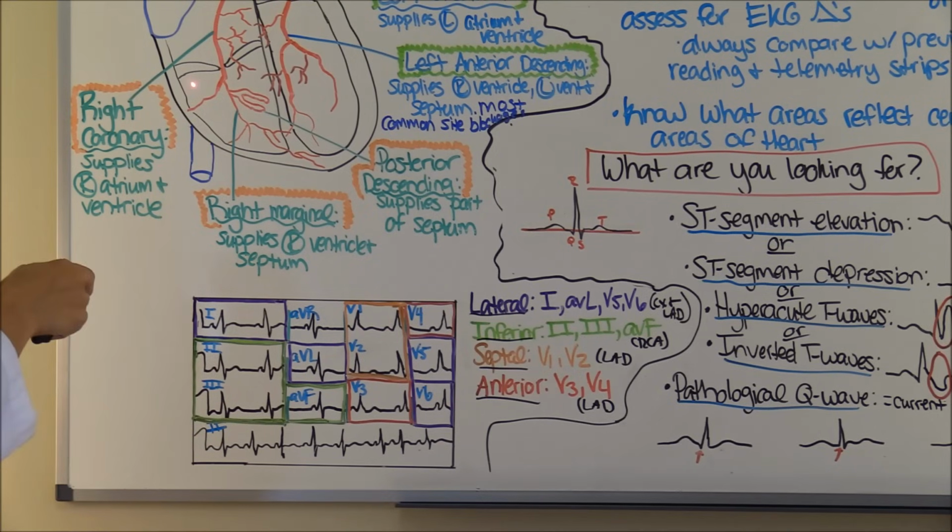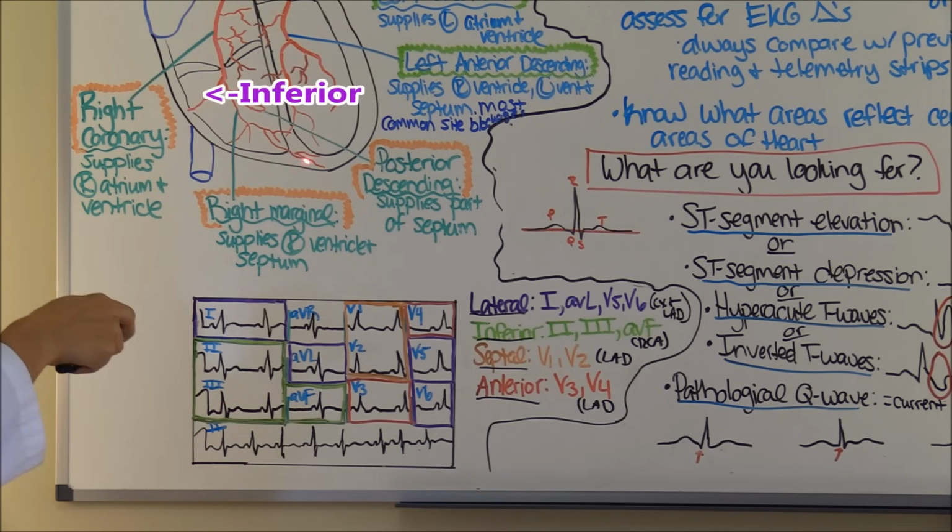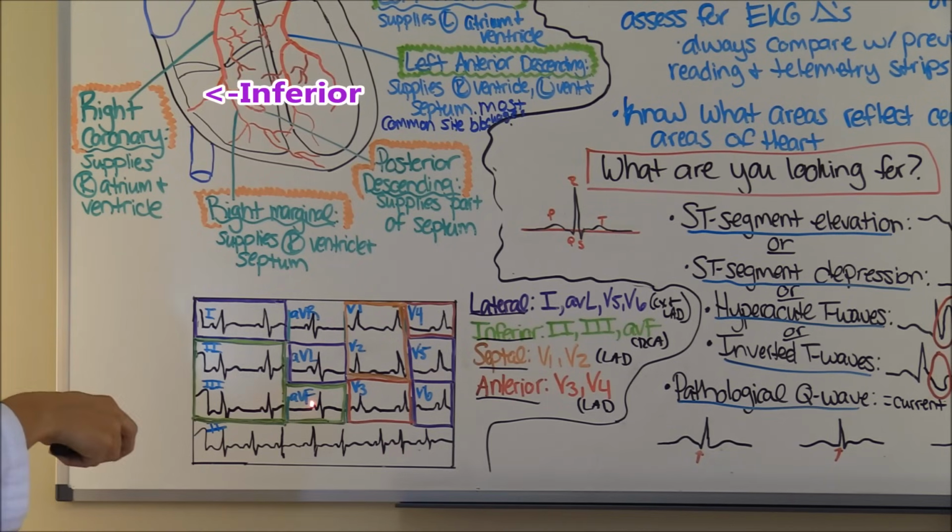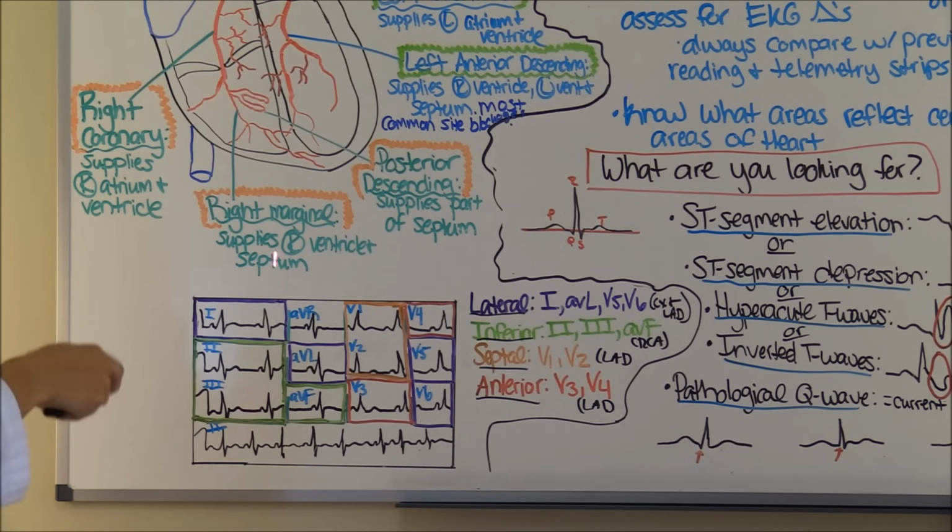The inferior part of your heart is about in this area right here. And if you're seeing EKG changes in these areas right here in the green, you may have a blockage somewhere throughout your right coronary artery. Now septal, this is represented in V1 and V2. And it's where your interventricular septum is located.